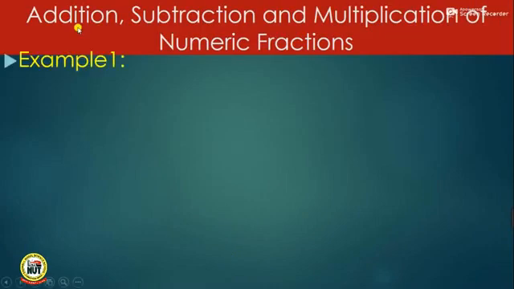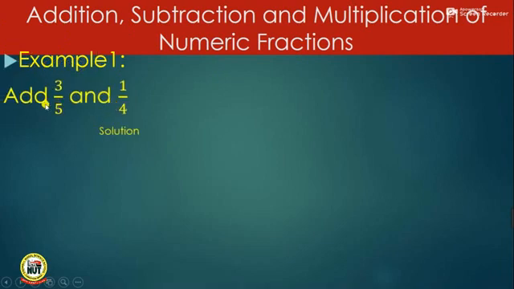Let us quickly look at how to add, subtract, and multiply numeric fractions. Example number 1. Add 3 all over 5 and 1 all over 4. We have two different fractions here, and we are expected to add these two fractions together.